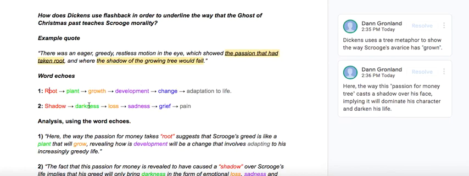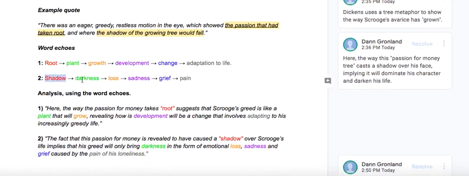We've done the same thing underneath with shadow. Shadow reminds me of darkness. Darkness reminds me of loss. Loss reminds me of sadness. Sadness reminds me of grief. And grief reminds me of pain.